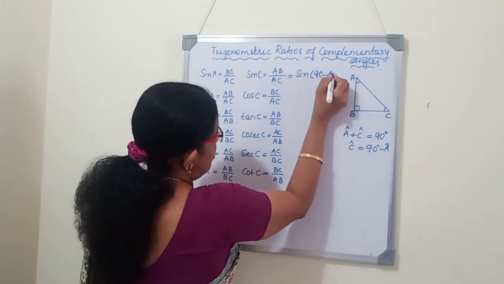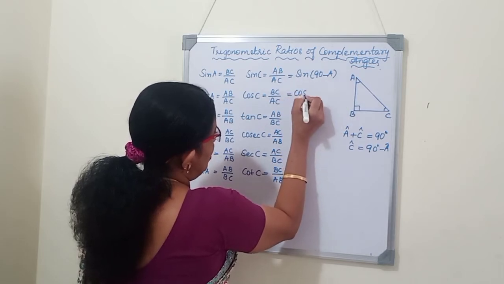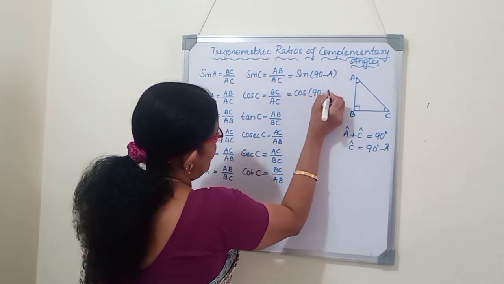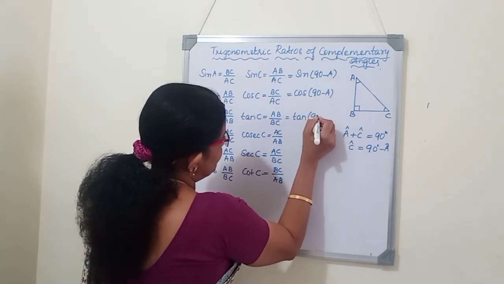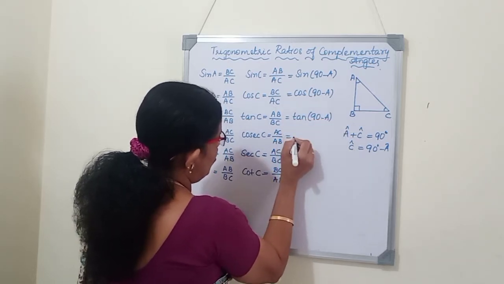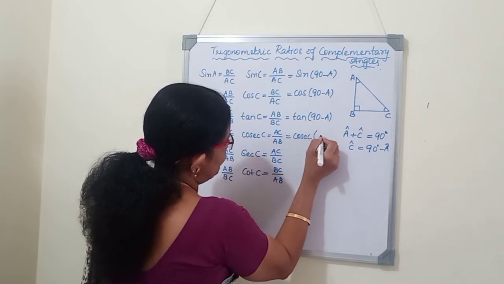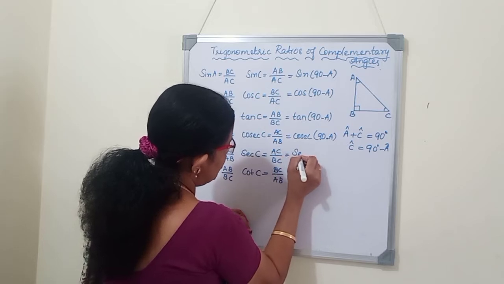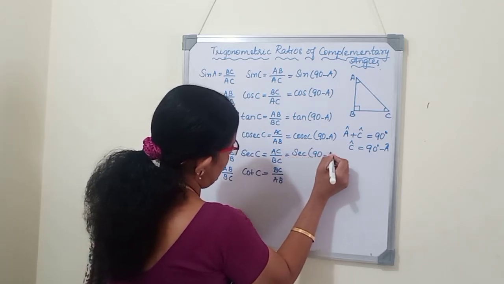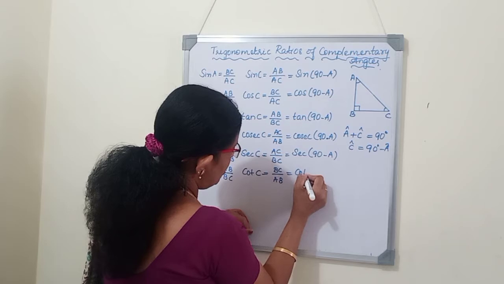Sin C is nothing but sin 90 minus A. Cos C is cos 90 minus A. And tan C is tan 90 minus A. Cosec 90 minus A. Sec 90 minus A. And cot 90 minus A.